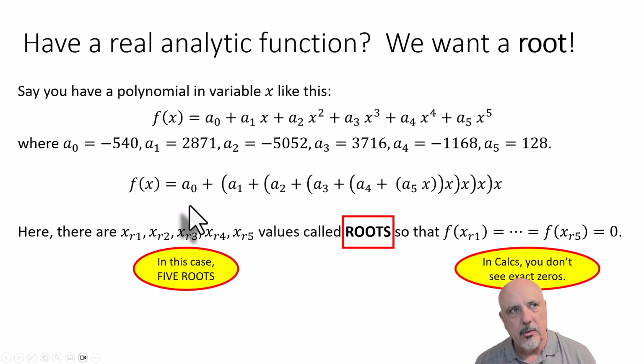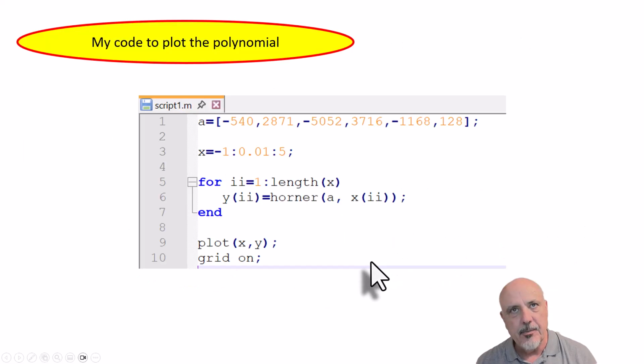So whenever we find some x values that make this f of x 0, that's a root. And since it's a quintic, we know that there are 5 roots. And if we go and calculate them, when we actually do the floating point calculations, we may not see those as being exact zeros. But in theory, there would be 5 roots that would make this polynomial vanish. In other words, equal 0.